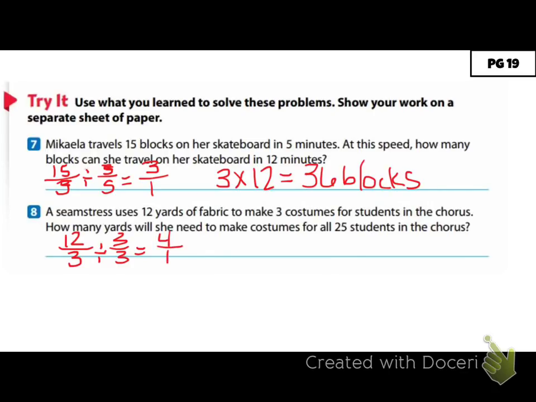So, now that we know she can use 4 yards for each costume, we can take our 4 yards and multiply it by 25 students, because that would be 25 costumes, and that gives us 100 yards.